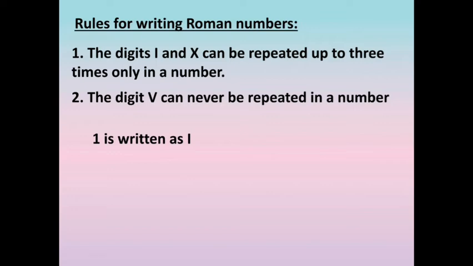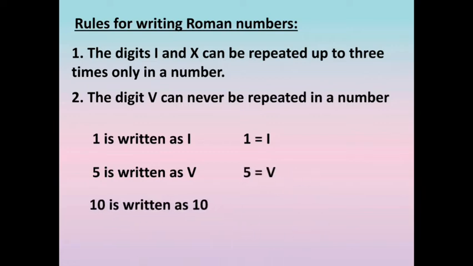So 1 is written as I, that is, 1 is I, 5 is written as V and 10 is written as X. 10 is written as X.